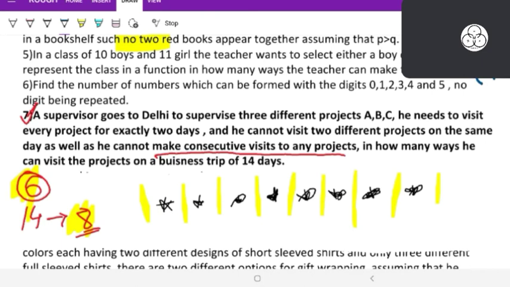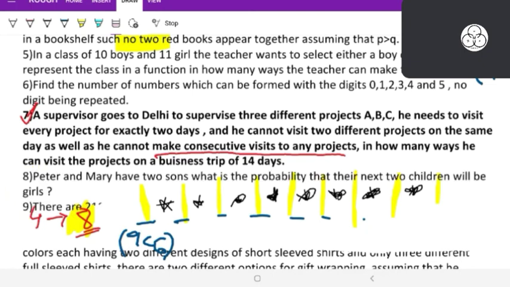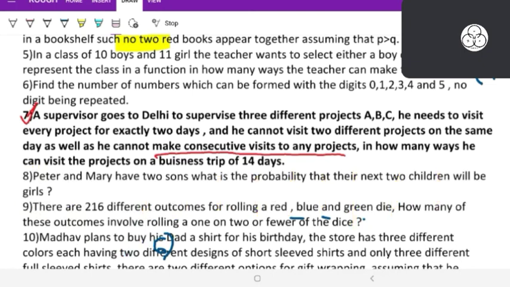How many options are there? There are a total of 9 spaces, if you can see. 9 choose 6. But the problem is what? 9 choose 6, okay, it's fine. 9 choose 6 is fine. But this is not the answer.